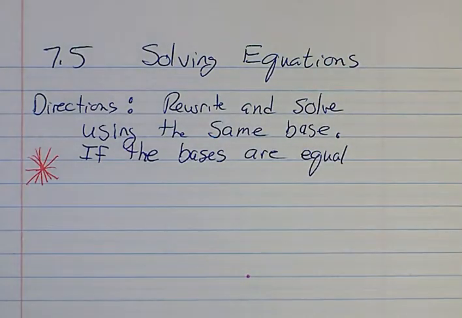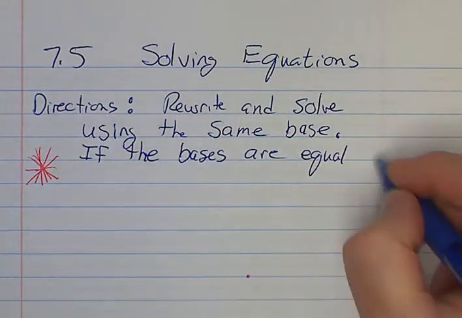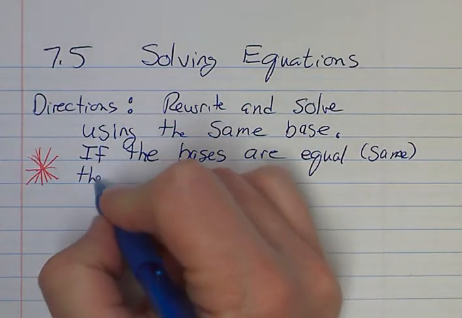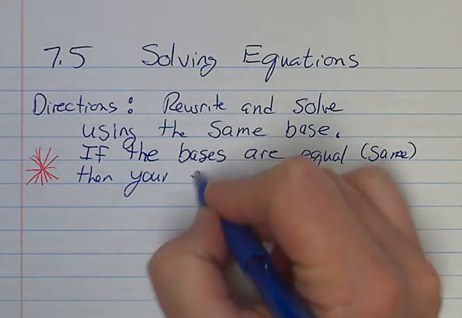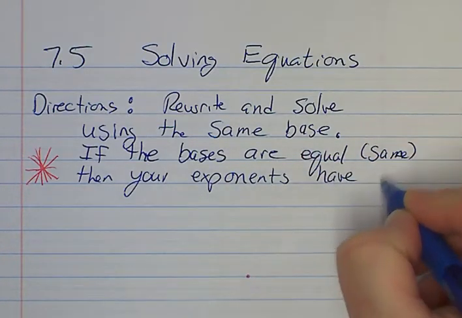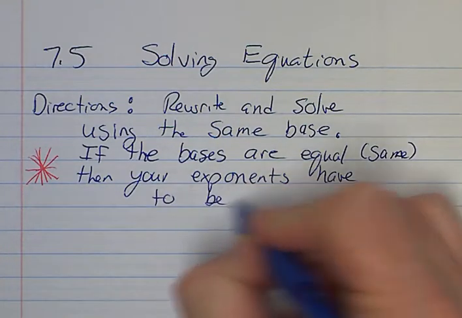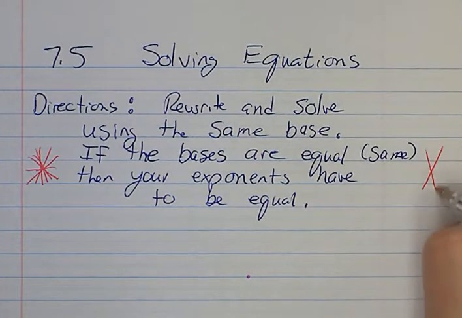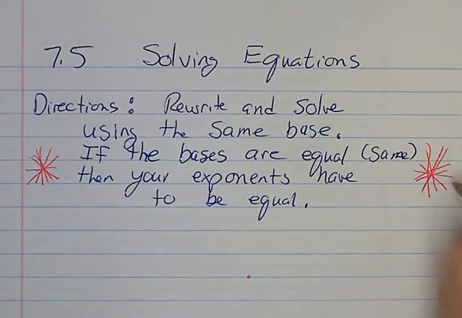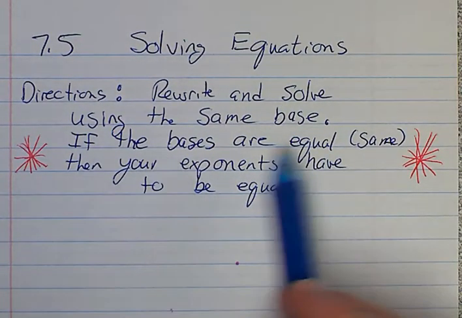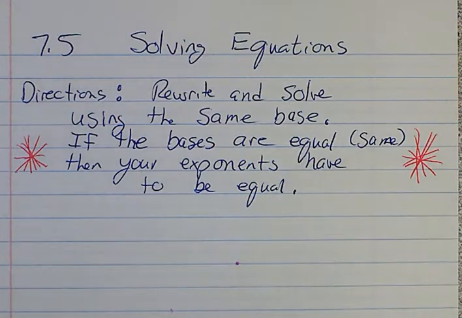if your bases are equal, which is the same, right? Then your exponents have to be equal. And that's the one thing they're trying to get you to see when you're doing this kind of problem: when they ask you to rewrite it with the same base, if you can make the bases equal, then your exponents have to be equal, and then you're just going to solve what you need in the exponents.